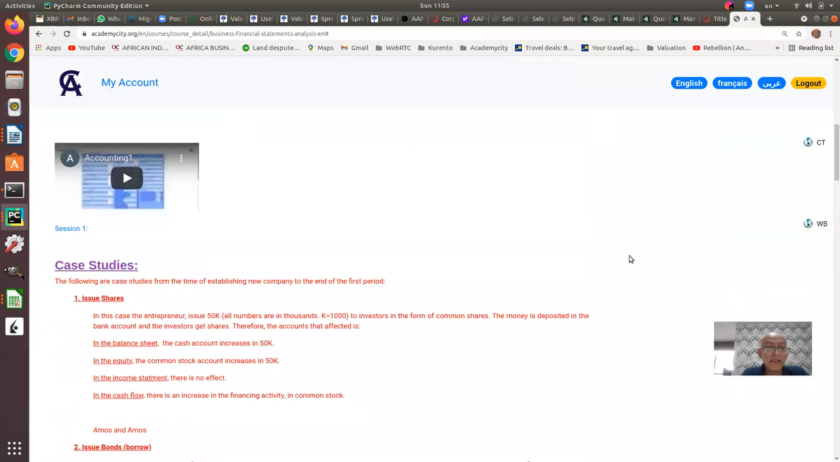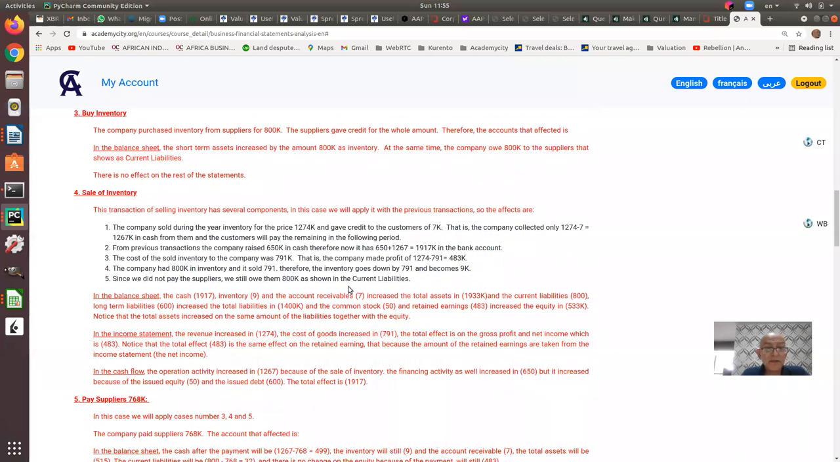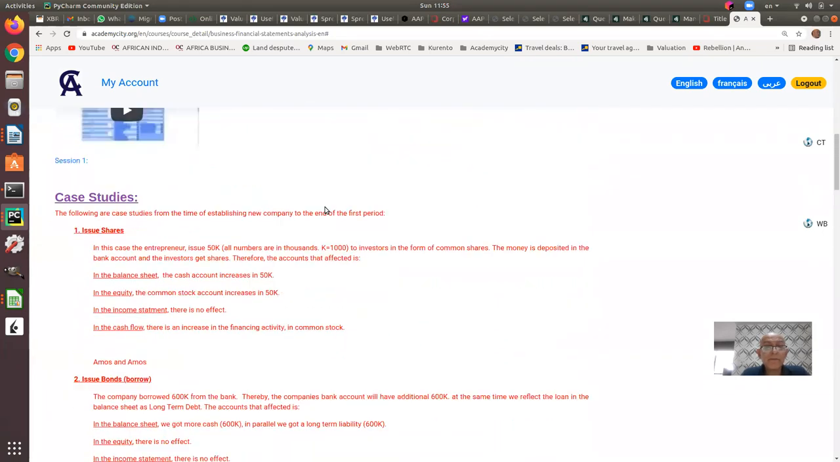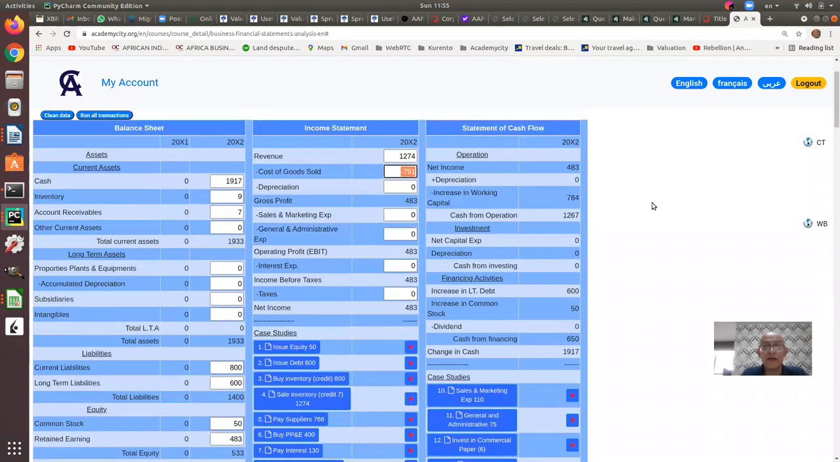By the way, if you forget, you have the description again for every one of them at the bottom here, the whole description right here. It explains that beautifully. But we're really interested to see how it has affected all three statements now. So stage number one, what happened in the income statement?